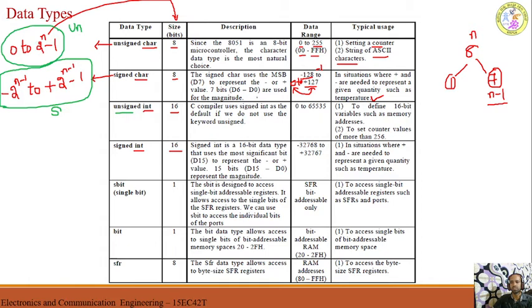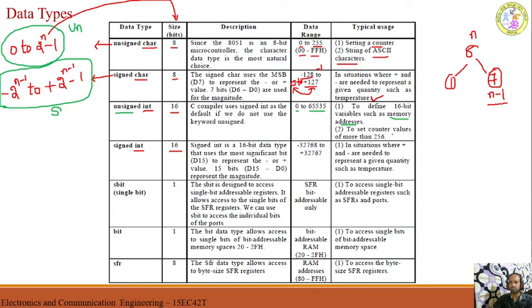65,536 minus 1 is 65,535. 0 to 65,535. This is the range. Coming to the applications or the usage, this is used to represent 16-bit variables such as memory addresses. We know that memory is always a 16-bit address. So to represent the memory address, we are going to use the integer data type.